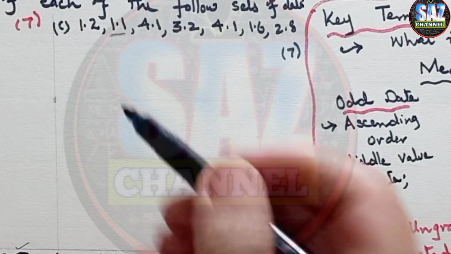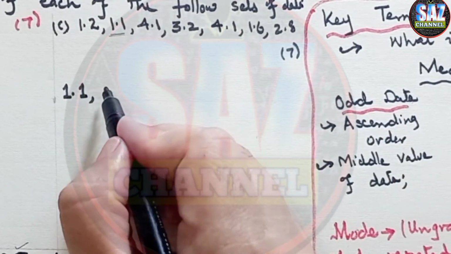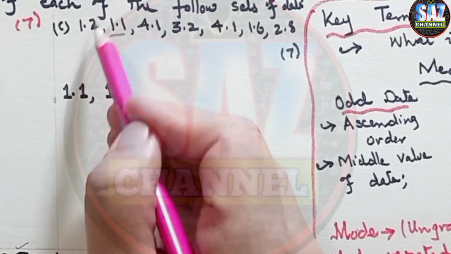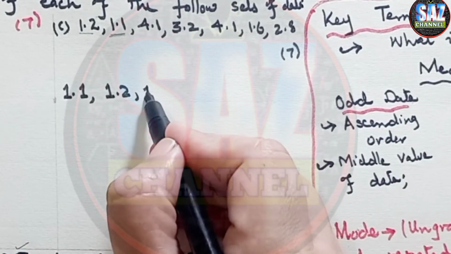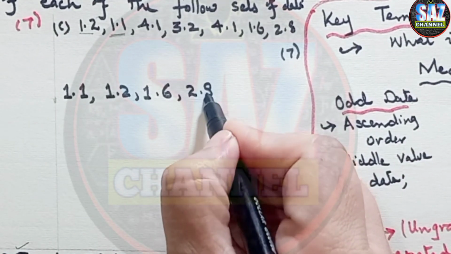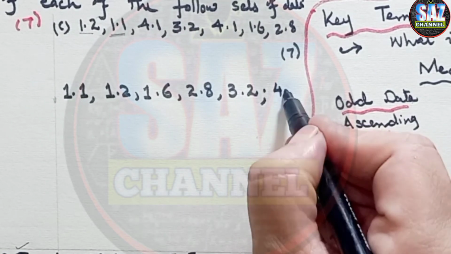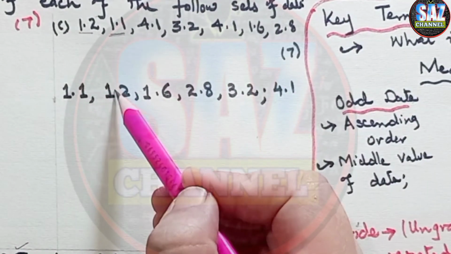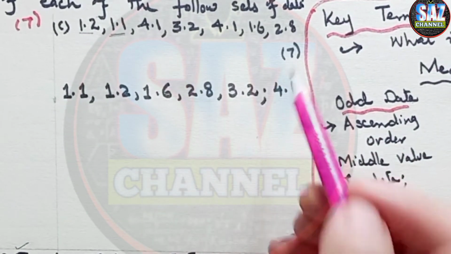1.1 is the smallest value here, 1.1, and then 1.2. Okay, start cancelling the values that you have used. 1.2 is used, then 1.6, then 2.8, very easy, then 3.2, and then 4.1. Okay, let me recheck it. 1.1 I've written here, 1.2 I've written over here, 1.6 this value, then 2.8, then 3.2 and 4.1.